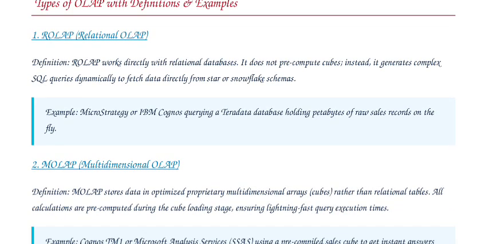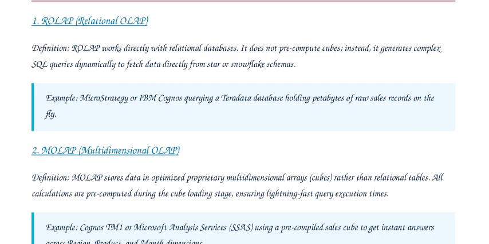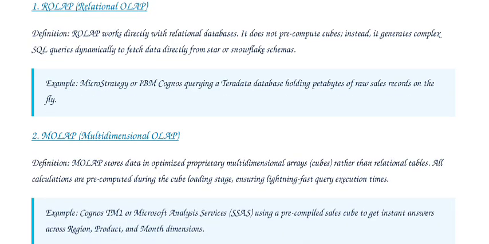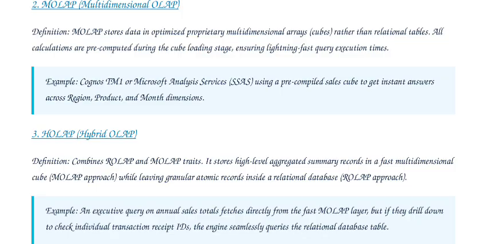Next, there comes MOLAP. It stands for Multi-Dimensional Online Analytical Processing. MOLAP stores data in optimized proprietary multi-dimensional arrays, the cubes, rather than relational tables. All the calculations are pre-computed during the cube loading stage, ensuring lightning fast query execution times.